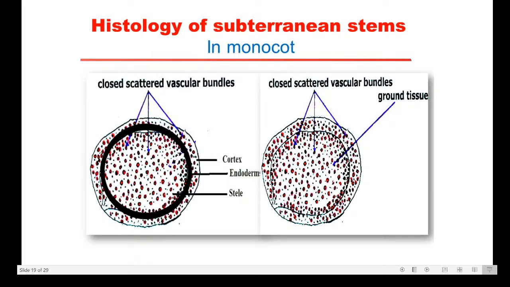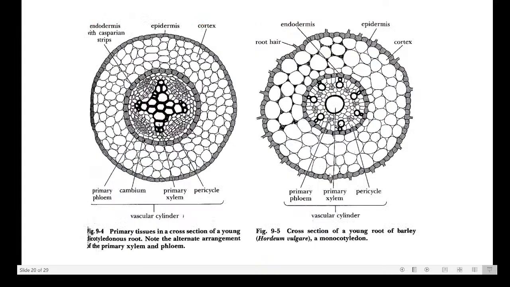Okay, this is another explanation for the monocot and dicot. In a dicot, we have the vascular bundle system and the ground system. Here I am explaining that. This is the difference between the dicot and monocot systems.